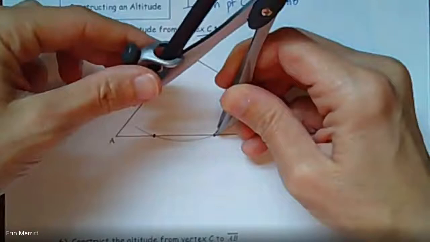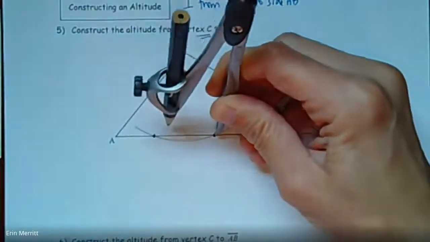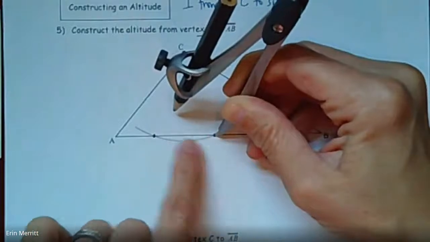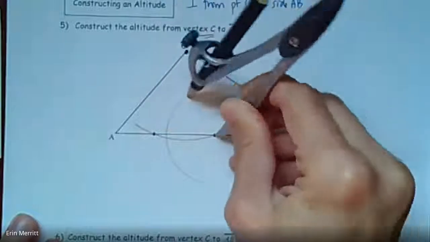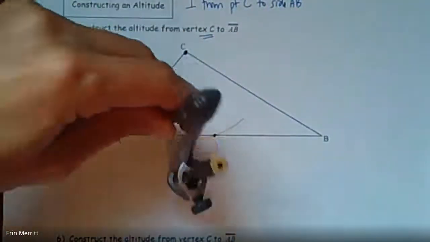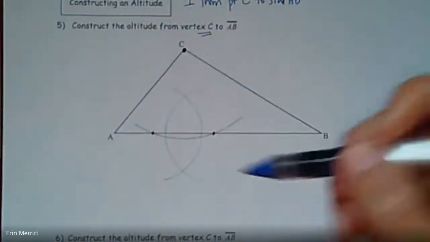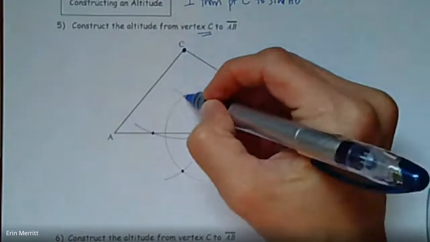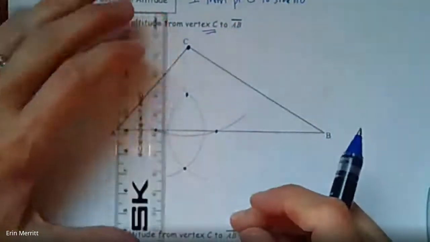You could leave the compass where it is, or it just needs to be greater than halfway, so halfway from here to here. I'm going to make mine a little smaller so that I don't make too much of a mess down here. Swipe my little semicircle, go to the other point, swipe another little semicircle. And now what I should have is the point down here and up here in line with point C. They should all be collinear.